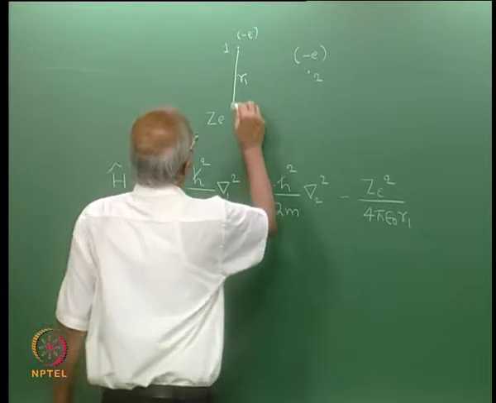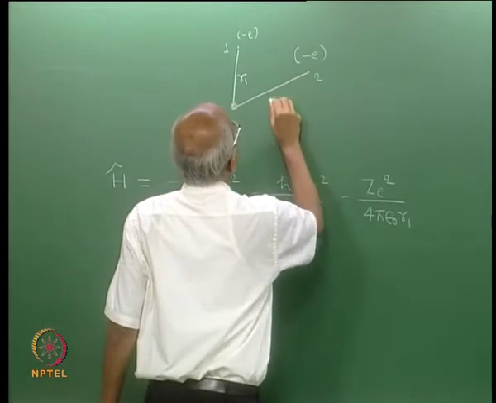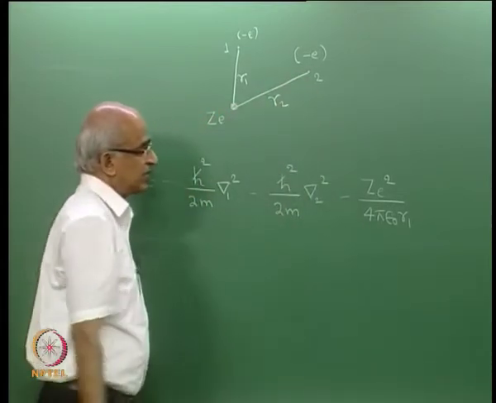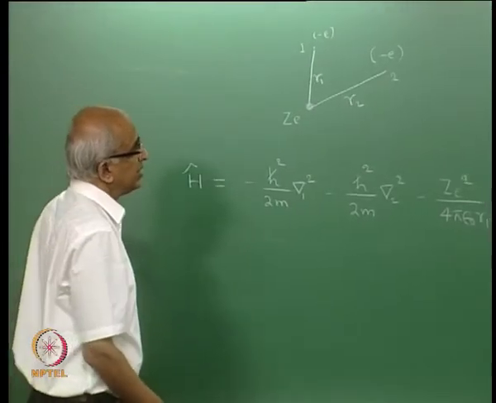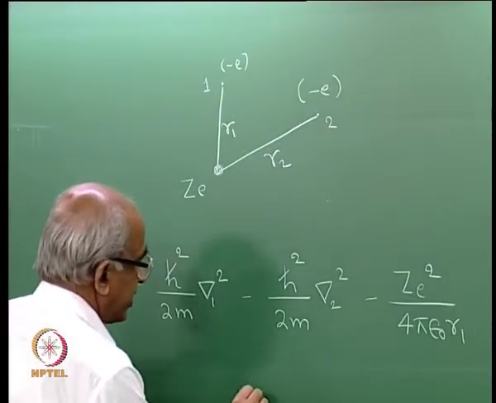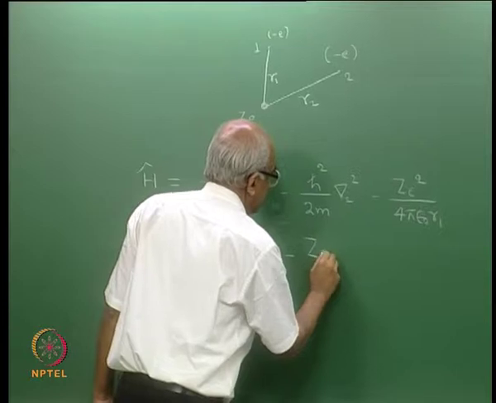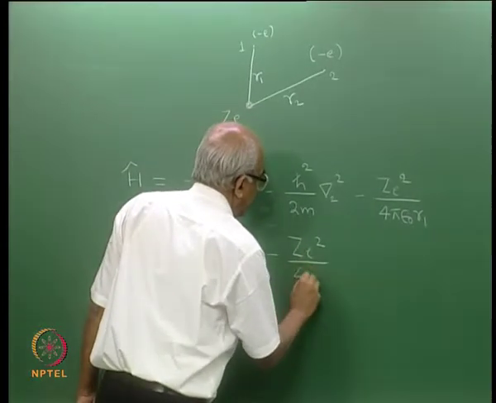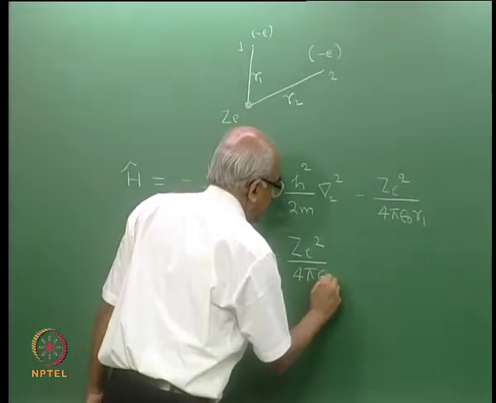Similarly, electron 2 will interact with the nucleus. If I denote that distance as r2, then that will give me a term which will read like minus Ze² divided by 4πε₀r2.